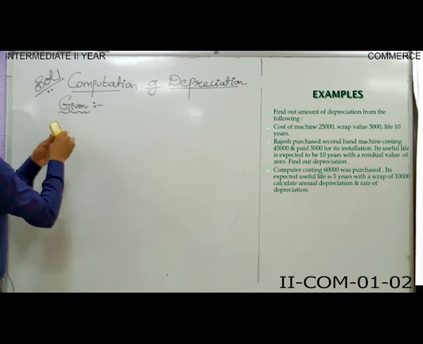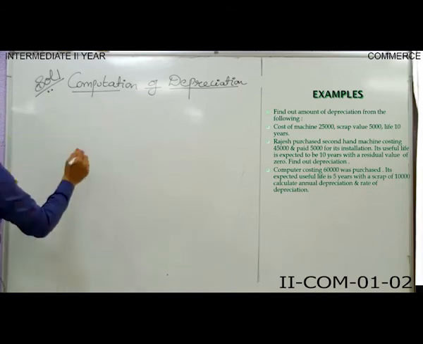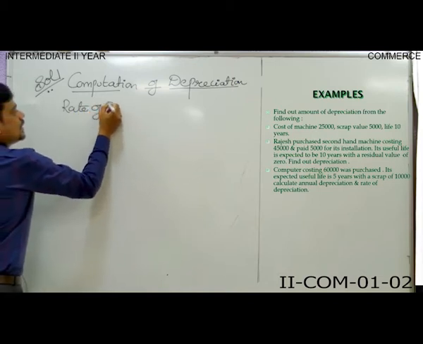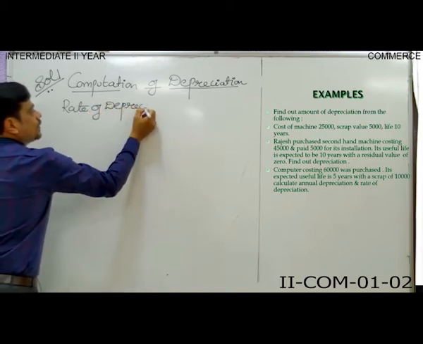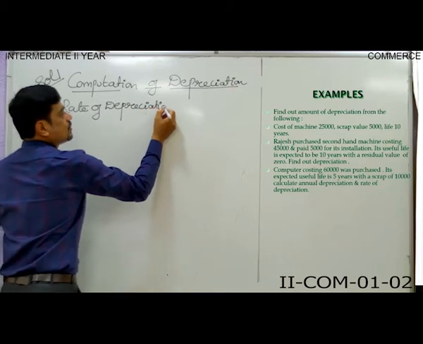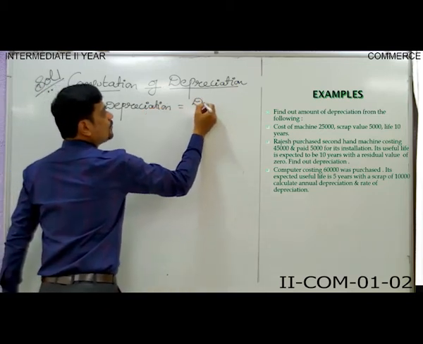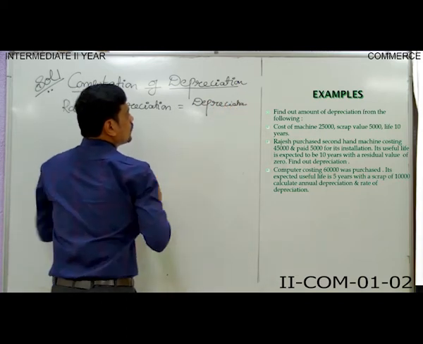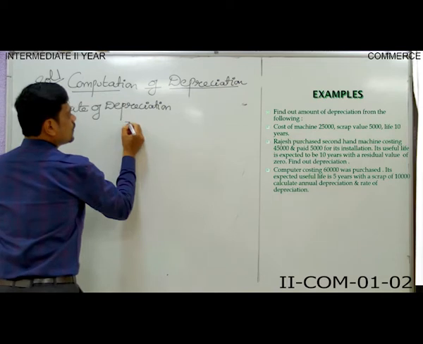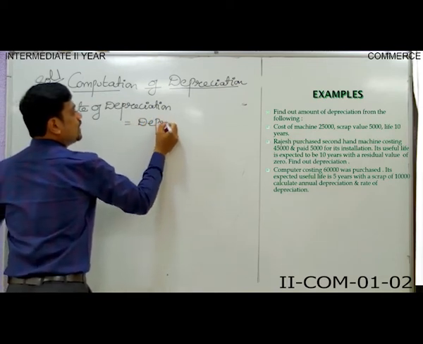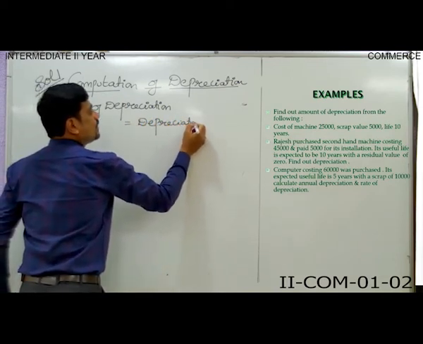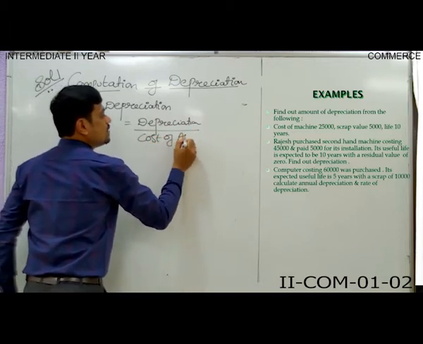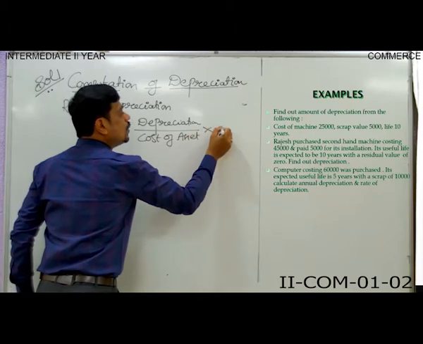Now the second part, after finding out the depreciation, we are calculating the rate of depreciation, nothing but the percentage. Here the calculation is very important. So rate of depreciation, what is the formula? The formula is depreciation divided by the cost of asset, that is the machine, into 100.